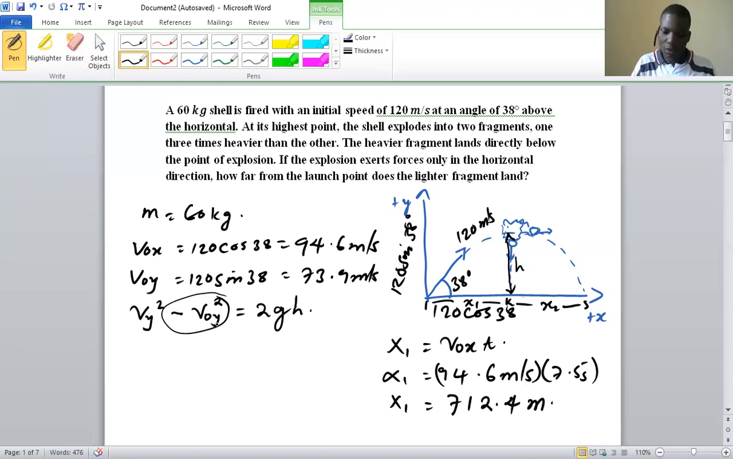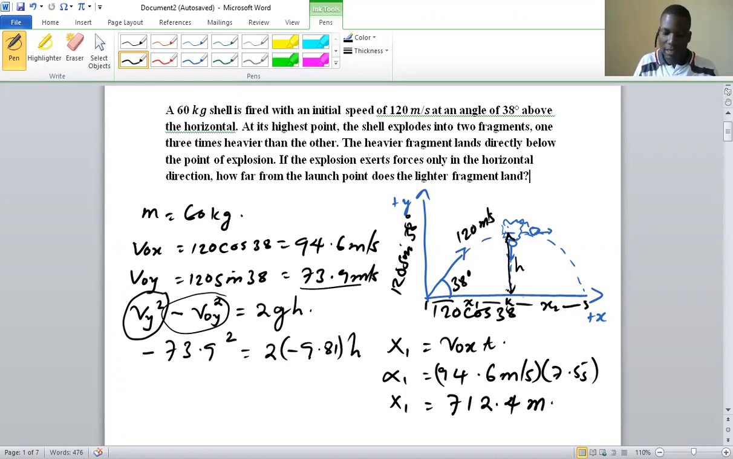We are not going to have that component. Sorry, not this component. I mean, the final velocity. We're not going to have the final velocity. So we have our initial velocity in the y, which is this one. So we have negative 73.9 squared being equal to 2, and then we have 9.81 h.